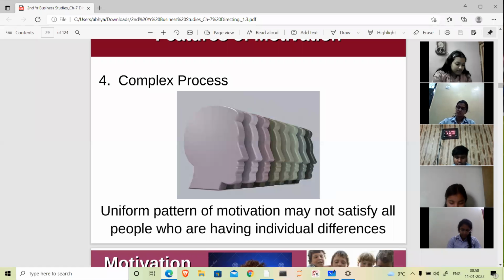Some people are working for money, some are not working for money, some are working for their mental satisfaction. They are having ample money and they are just working for their mental satisfaction and for the recognition in the society. So a uniform pattern of motivation may not satisfy all the people who are having diverse types of needs, different types of behaviors, different types of nature.